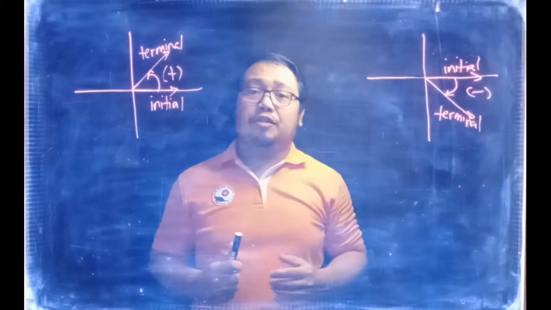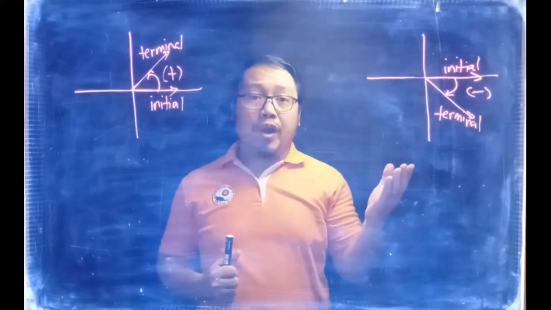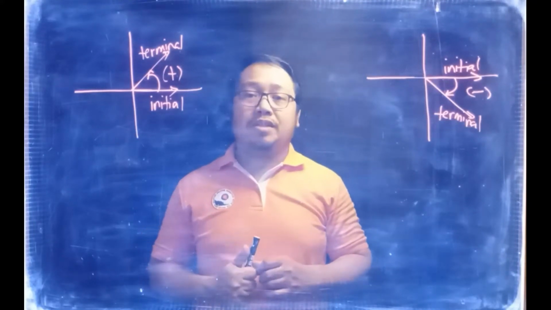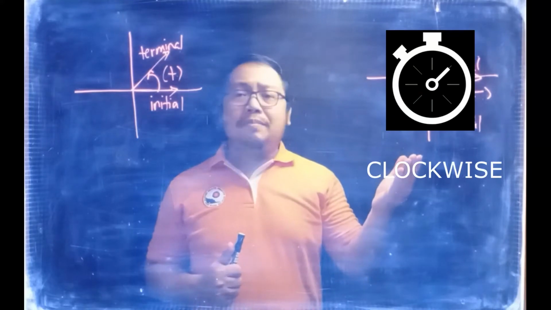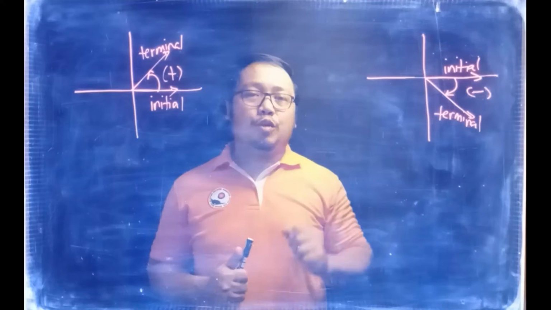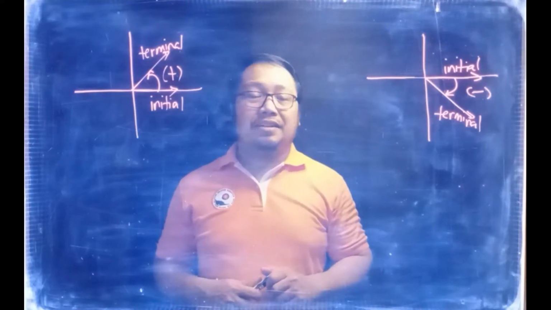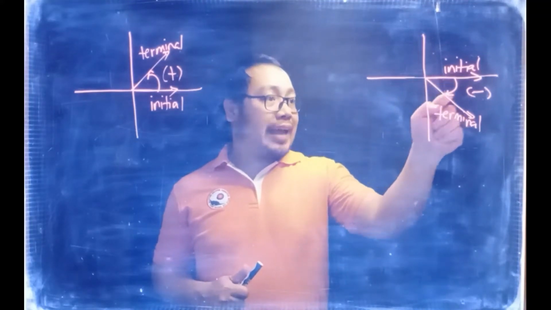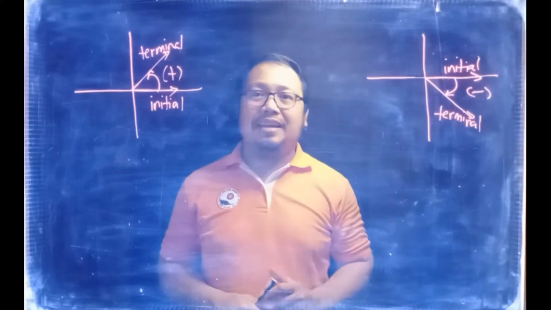An angle is said to be negative if the ray rotates in a clockwise direction. So imagine the hand of the clock that ticks in this direction. You form a negative angle, from the initial side down to the terminal side. Negative angle.